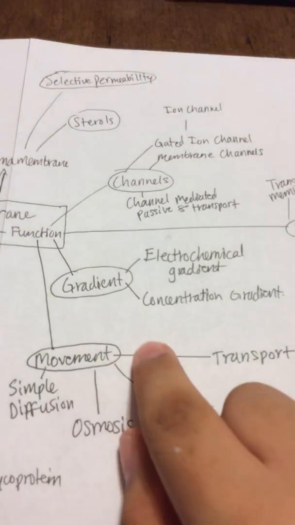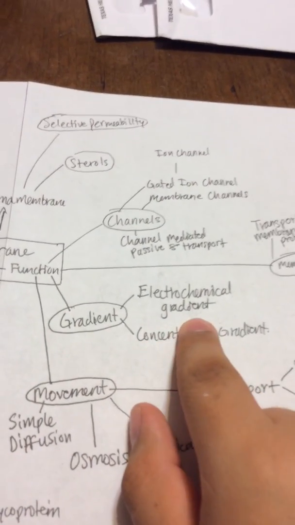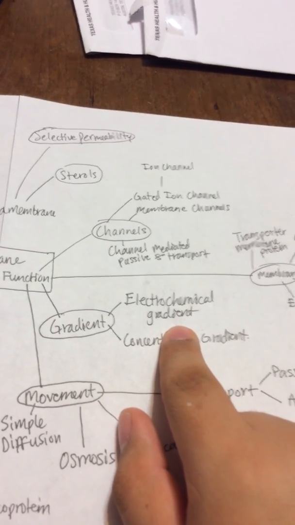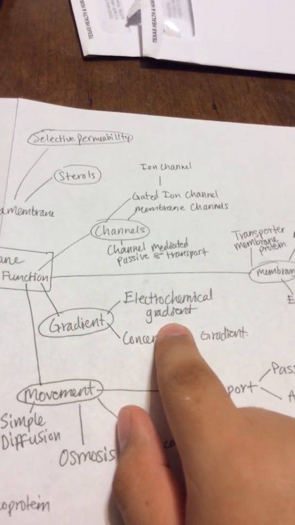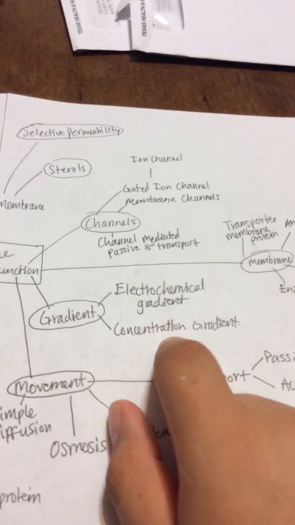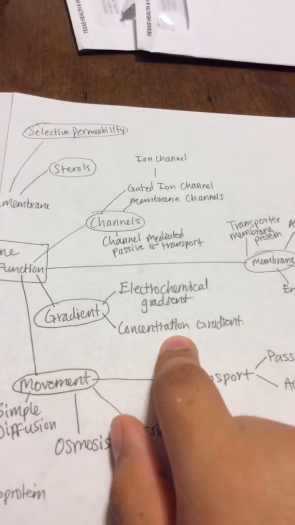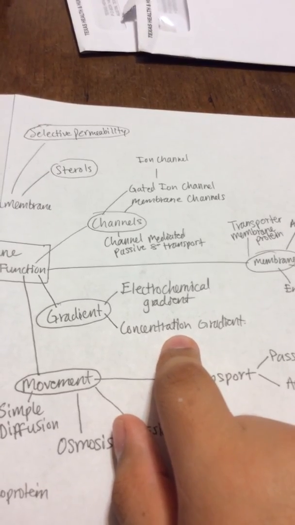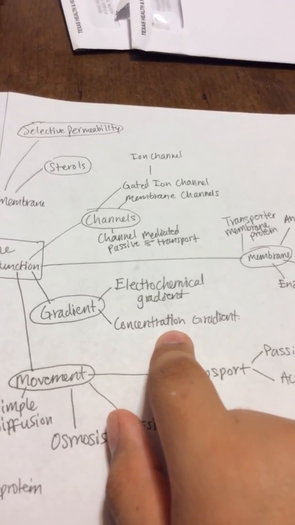I'll start over here with the gradients. An electrochemical gradient is the net driving force. This is what determines the direction of passive transport across the membrane. And the concentration gradient is the process of particles moving through a solution or a gas.